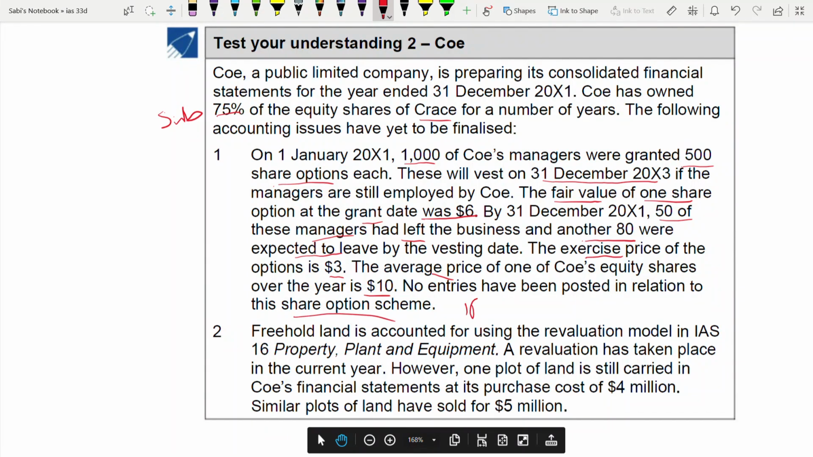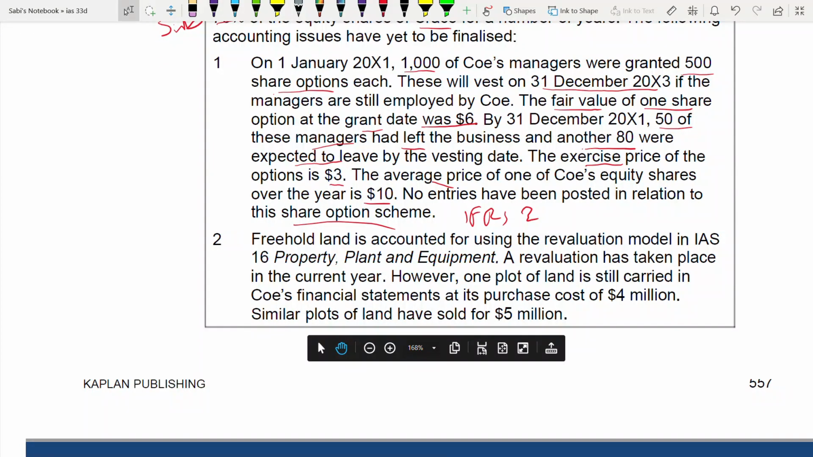This is from IFRS 2. You need the knowledge of IFRS 2 share-based payment. I still have not done that lecture. The IFRS 2 lecture will be uploaded later on. When we go to IFRS 2, you will be able to understand this better. But still, I will explain it briefly and make it easy, and explain how you have to deal with IFRS 2. Okay, just a minute.